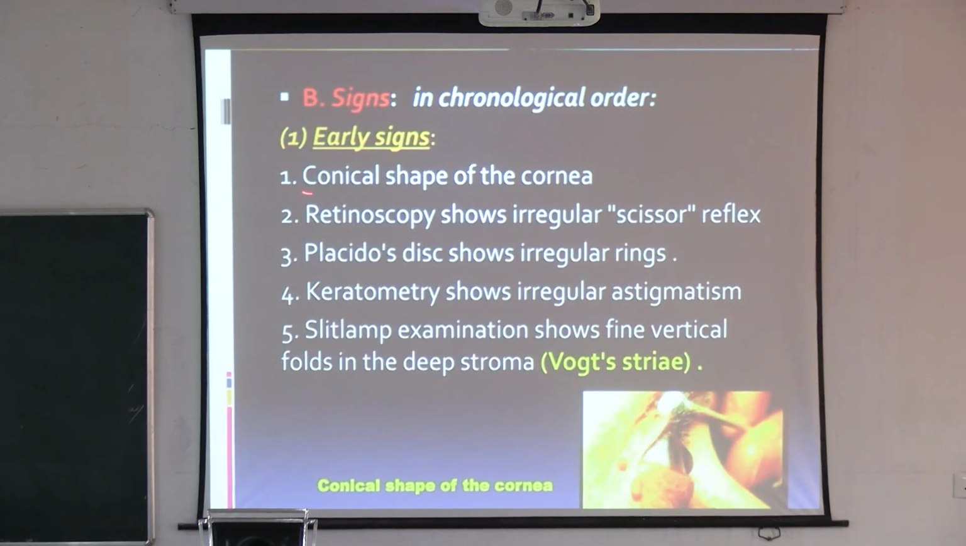early signs: conical shape of the cornea, the patient has a conical shape. On retinoscopy, an irregular scissor reflex is present, and in the Placido's disc test, irregular rings are present. And keratometry shows irregular astigmatism, and on slit lamp examination we find fine vertical folds of the stroma, that is called Vogt's striae. This is the keratoconus.